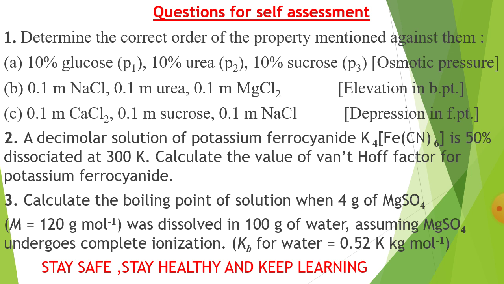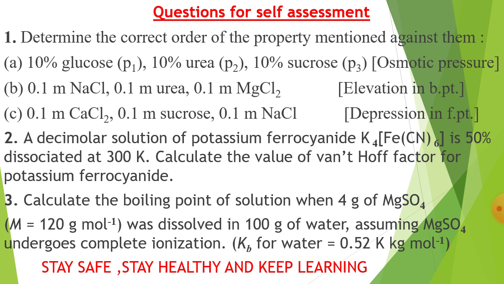Question number 2: a decimolar solution. I have told you about this. Semimolar means 1/2, and decimolar should be M/10. So that's why you can find this also. A decimolar solution of potassium ferrocyanide is 50% dissociated. For this the value of alpha is 50% at 300 Kelvin. So calculate the van 't Hoff factor for potassium ferrocyanide. Similarly, we can use the formula of dissociation.